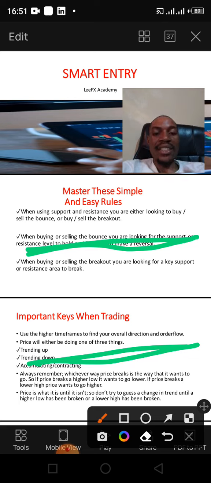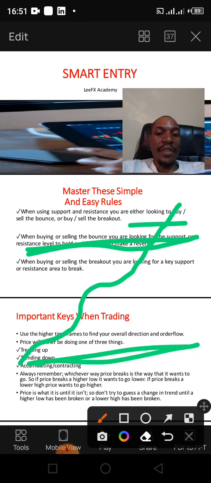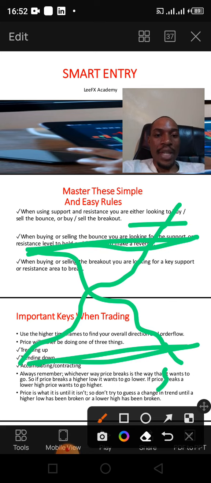Then it simply means that the moment it breaks, you go in as buy on the resistance. If it breaks the support, you go in as sell. So if the price is coming like this, when it breaks, you enter buy. If it is coming like this, when it breaks, you enter sell. So that is a smart way. That is one of the smart entries. You wait for it to break the support, you enter sell. You wait for it to break the resistance, you enter buy.